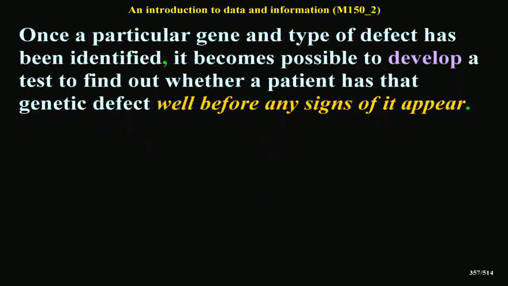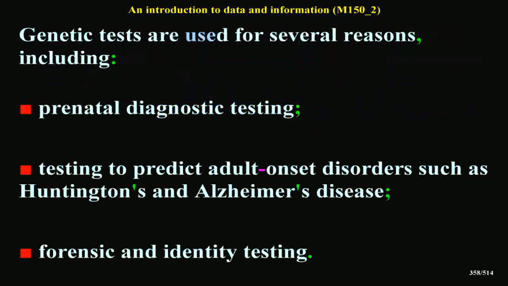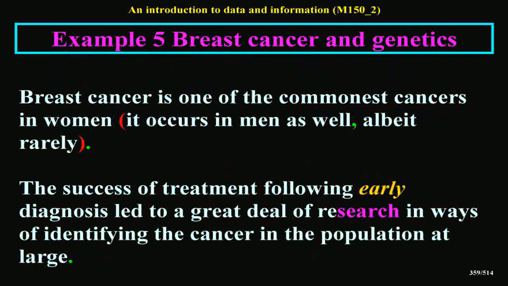Once a particular gene and type of defect has been identified, it becomes possible to develop a test to find out whether a patient has that genetic defect well before any signs of it appear. Genetic tests are used for several reasons, including prenatal diagnostic testing, testing to predict adult-onset disorders such as Huntington's and Alzheimer's disease, and forensic and identity testing.